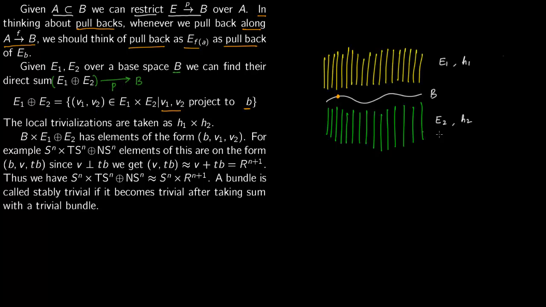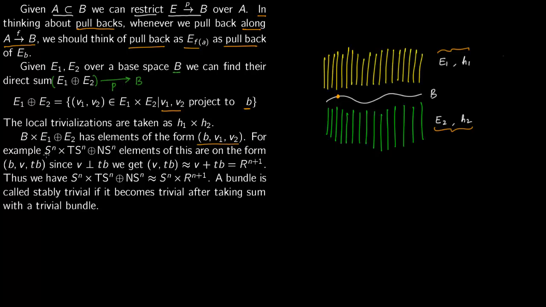And for direct sum, you do what is easiest possible. You keep this thing as such. H1 is acting on E1 and H2 is acting on E2. So you don't do anything much, you don't fiddle with it. You just take the direct sum, and local trivializations you write as h1 times h2, saying that h1 will act on e1 and h2 will act on e2, just like it was before. So that is it. If you write this base space times e1 direct sum with e2, it will have elements of the form (b, v1, v2). So now you have three things here.